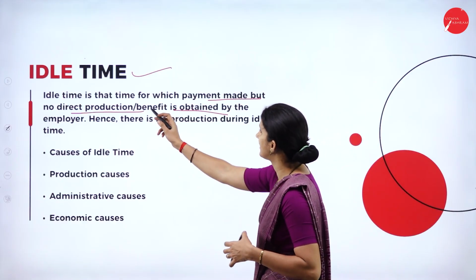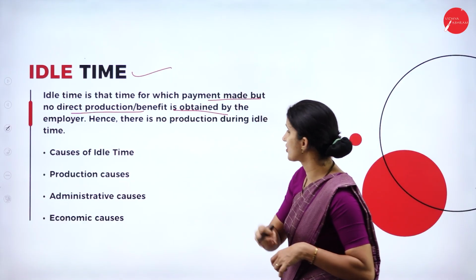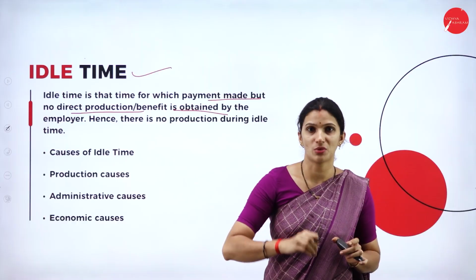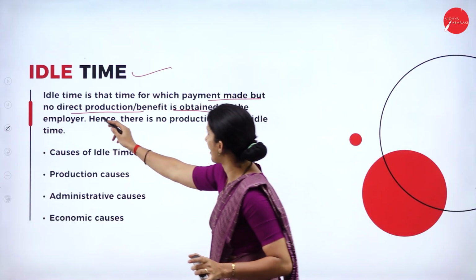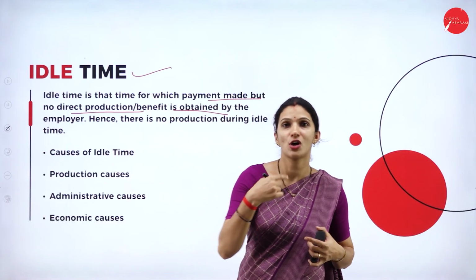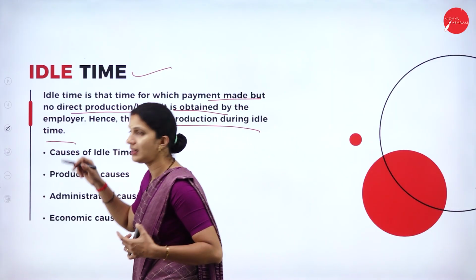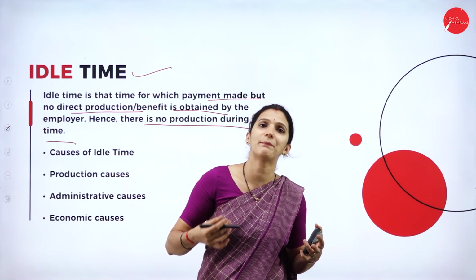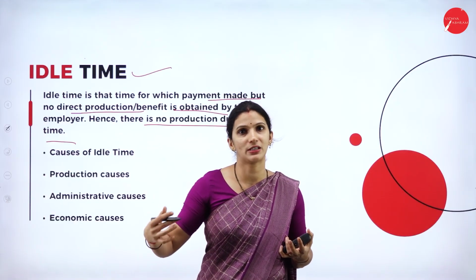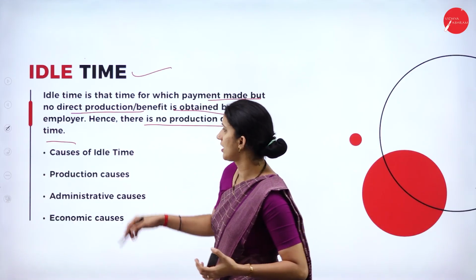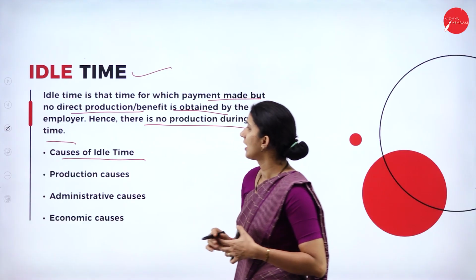So here idle time is that time for which the payment is made to the workers but any production or benefits is not obtained. So here there is no production during the idle time. There is no production happening during that time but still the workers get paid. So what are the reasons for idle time?